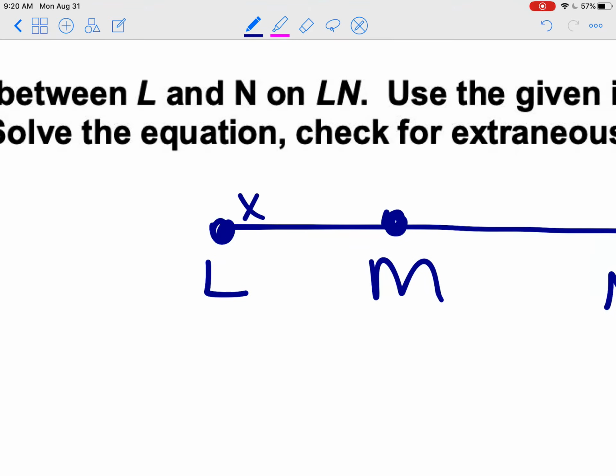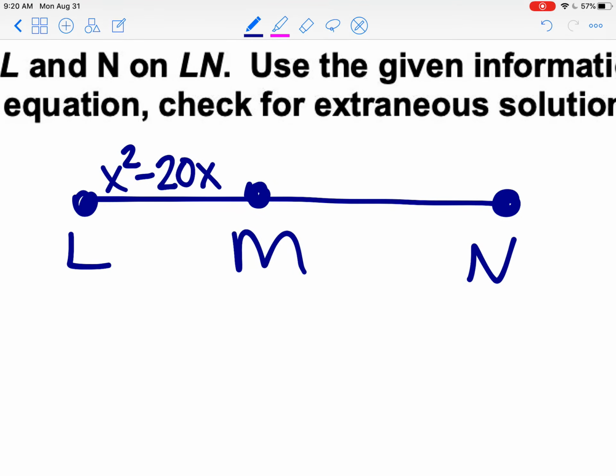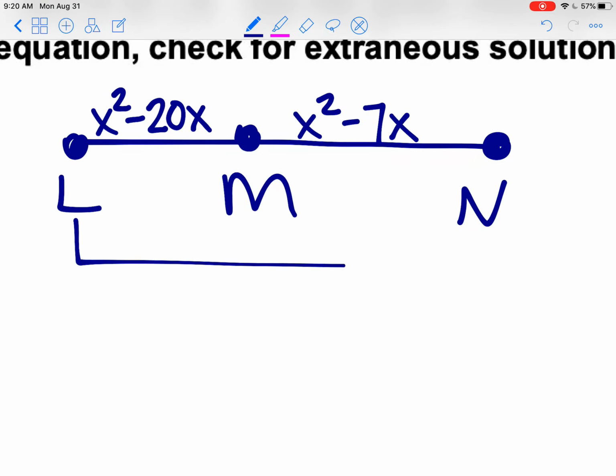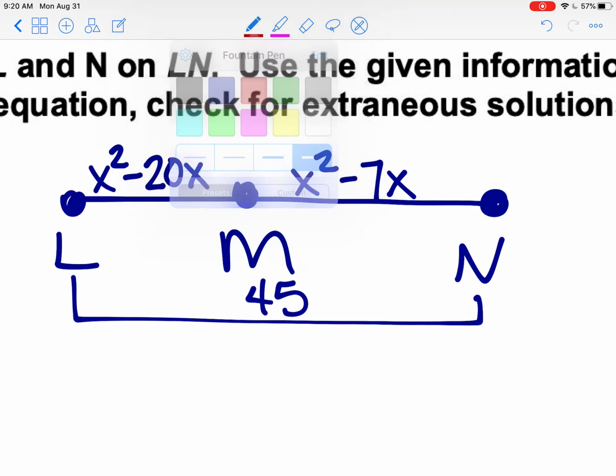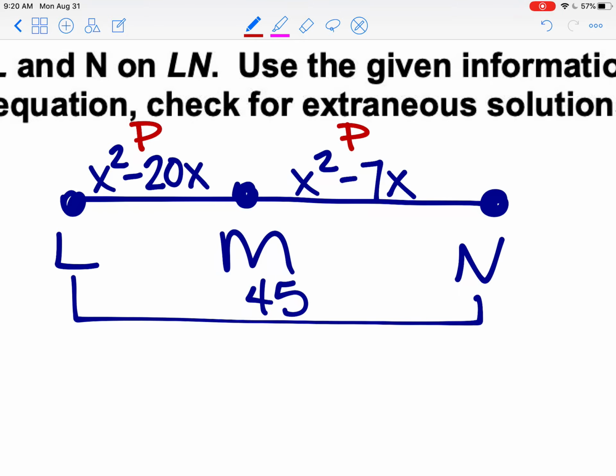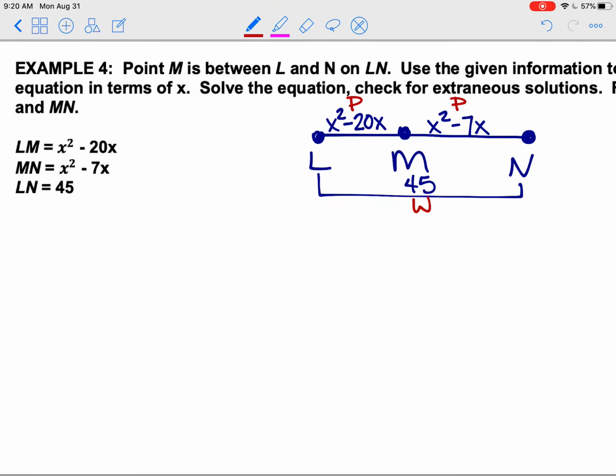LM is x squared minus 20x. MN was given as x squared minus 7x. And the whole thing, L to N, is 45. So we can see here that we have our two parts and we have our whole length. Part plus part equals whole. So let's set up that equation. X squared minus 20x, there's part 1, plus x squared minus 7x, part 2, equals the whole length of 45.